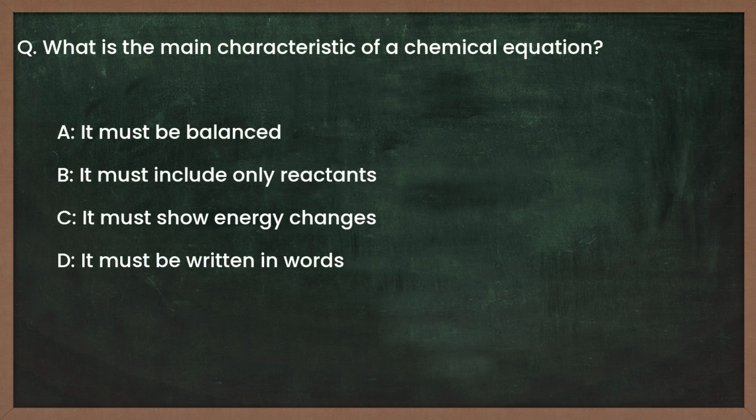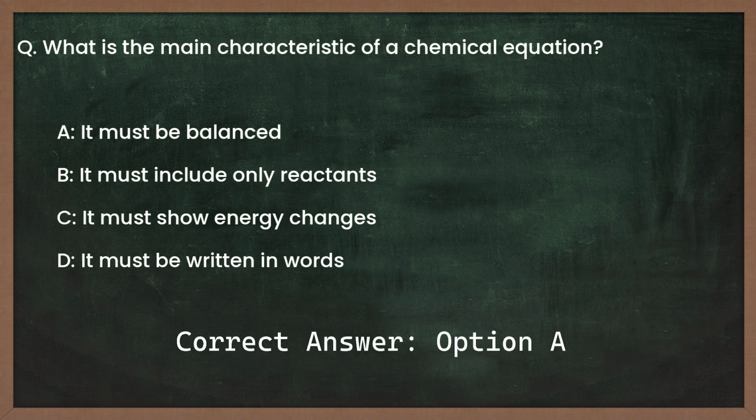Question: what is the main characteristic of a chemical equation? Option A: it must be balanced. Option B: it must include only reactants. Option C: it must show energy changes. Option D: it must be written in words. You have 5 seconds to answer the question.